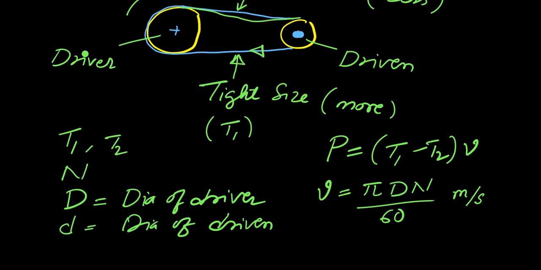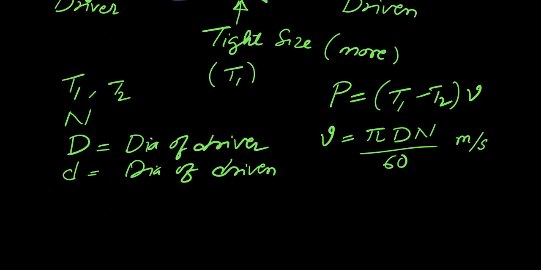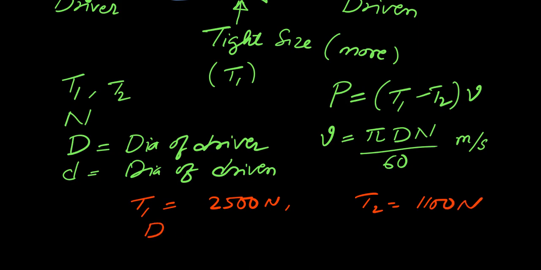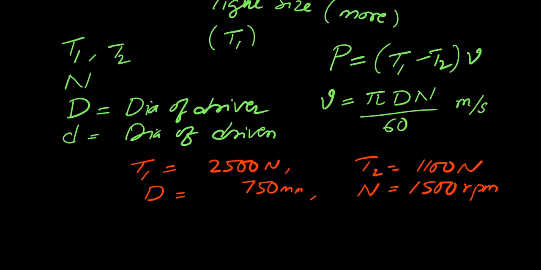Now let us take one question on this same concept. T1 is given as 2500 Newton, and T2 is given as 1100 Newton, the diameter of the driver pulley is given as 750 millimeter, and the speed of the driver is 1500 rpm. You need to find the power transmitted by the belt drive.